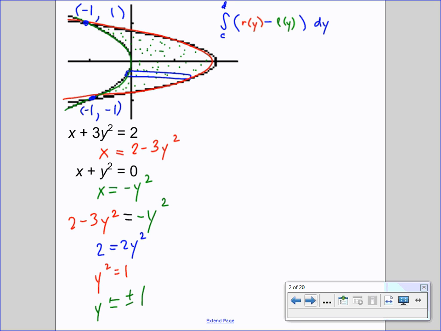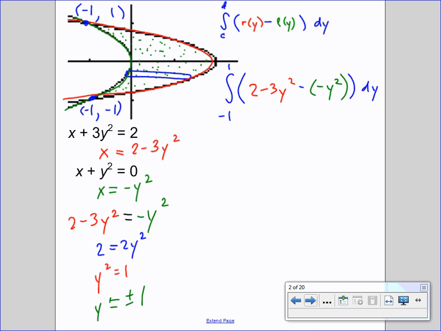So what are we going to do? Let's go ahead and set up our definite integral. We're going to integrate from the least most y value, negative 1, to the greatest most y value, 1. Our right curve is given by the red curve. Solve for x. That's x equals 2 minus 3y squared. Minus my left curve, solve for x. That's given by the green curve. That's going to be my x equals negative y squared.